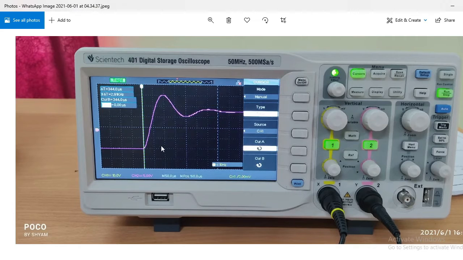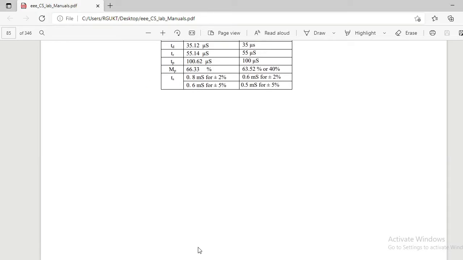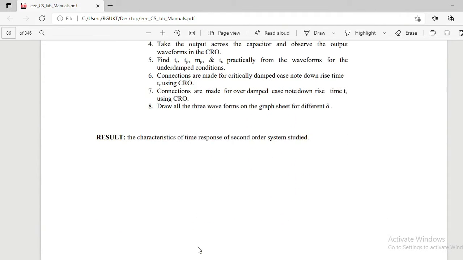So by using your CRO, we need to find what is the delay time, what is the rise time, what is the peak time and peak overshoot, right? And the settling time. So you need to find these practically from the CRO. After getting those values, you need to compare the practical values with the theoretical values, and both should match. In this way, we are performing the time response of the second order system.